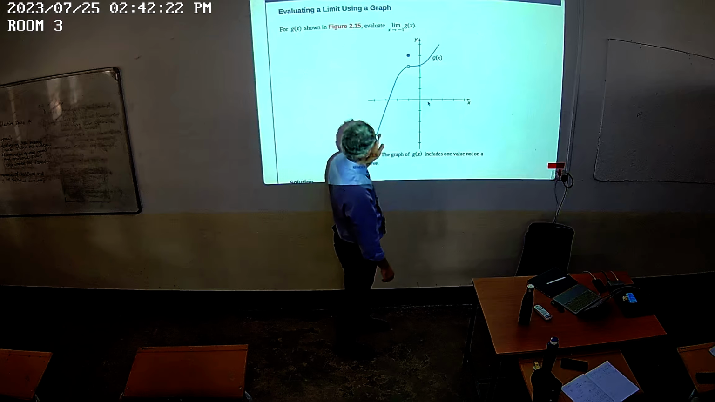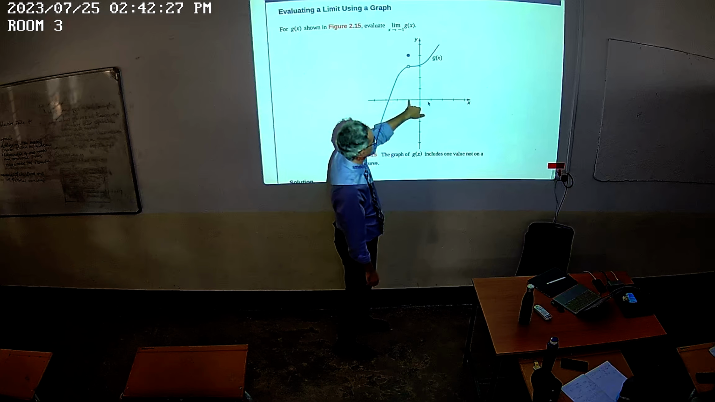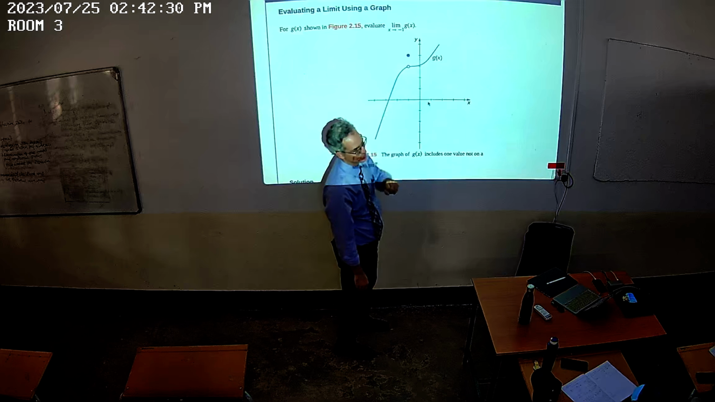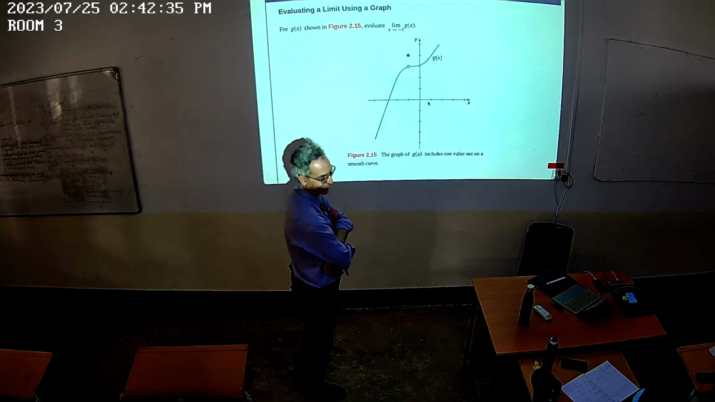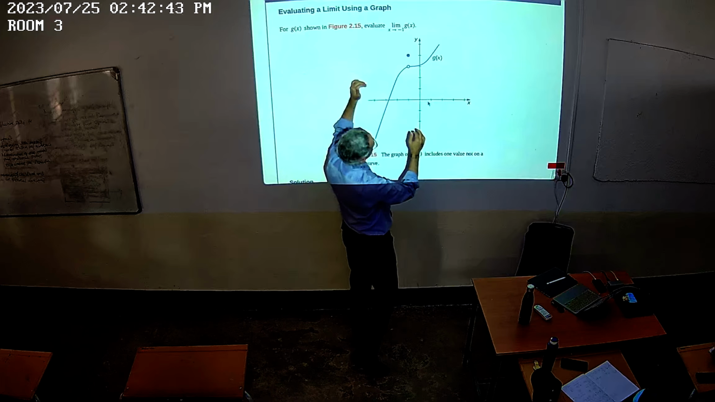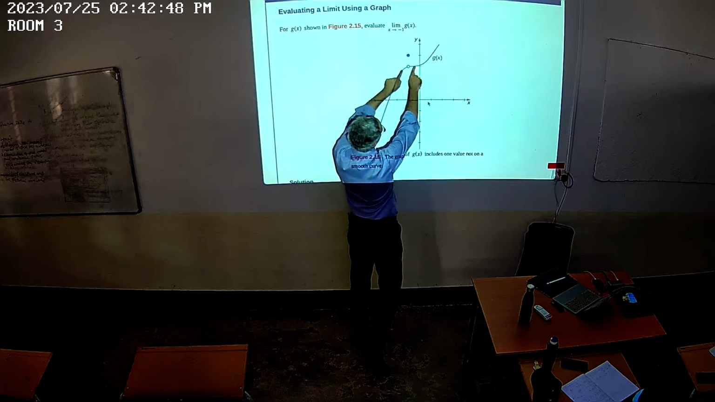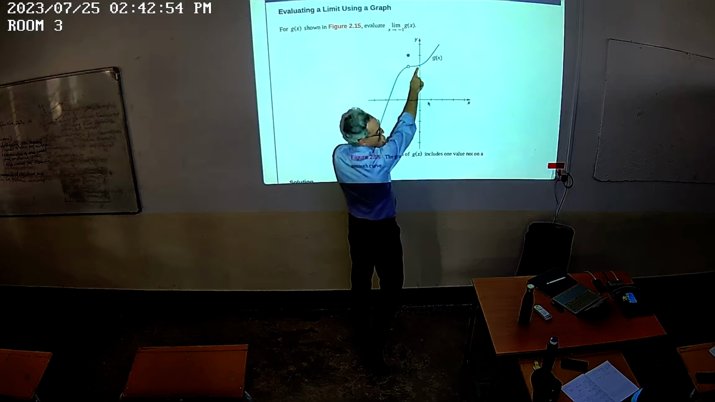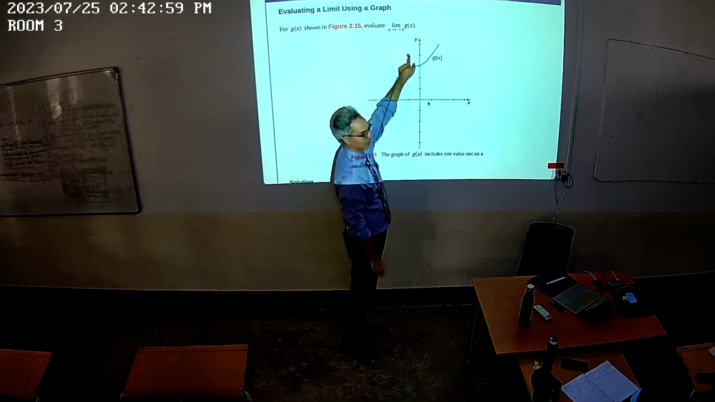So when you look at the graph, what would be the limit as x approaches minus 1? What would be the limit of g of x? What value are all the values of g of x approaching as x gets closer to minus 1? If you go along the curve, you get closer and closer to 3. So notice you can have a limit that is different from the value of the function.